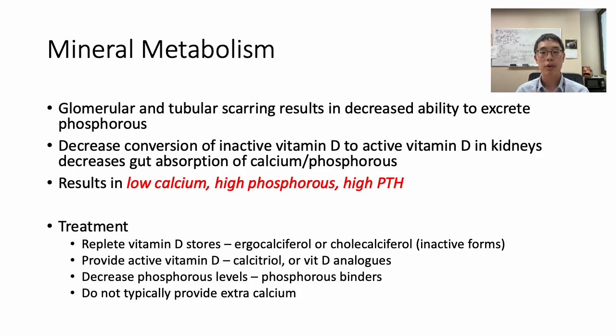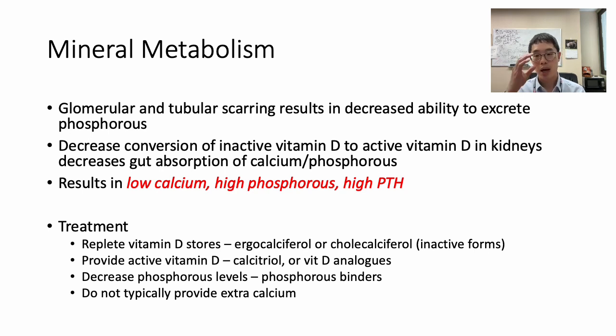When it comes to calcium and phosphorus metabolism, these are affected by chronic kidney disease due to the inability of the kidney to excrete phosphorus, as well as the inability to convert inactive vitamin D to active vitamin D through the kidneys. The lack of active vitamin D results in the inability of the gut to absorb calcium and phosphorus. However, since the kidneys are affected such that they are no longer able to sufficiently excrete phosphorus, this results in the combination of a low calcium level, high phosphorus level, and high parathyroid hormone levels.